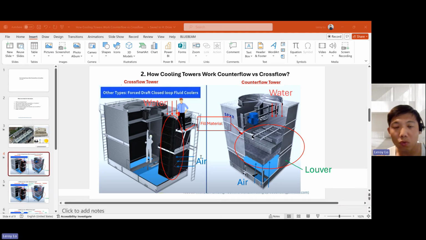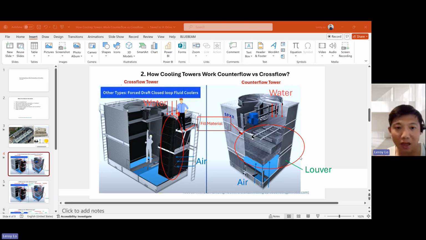So what are the cooling tower types, counterflow or crossflow type? There are two types of cooling tower, counterflow versus crossflow cooling tower. So what's the difference between these two? Normally you will ask this question, so don't worry about that. The difference is how the air enters the filling material. So that's the difference here.